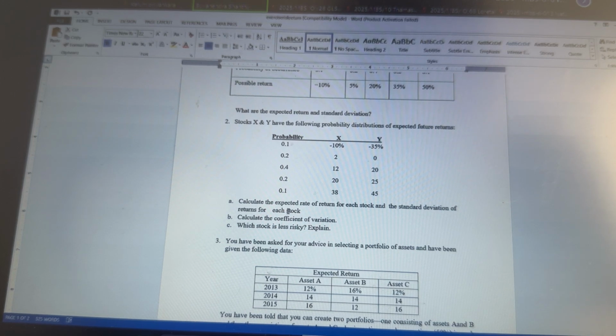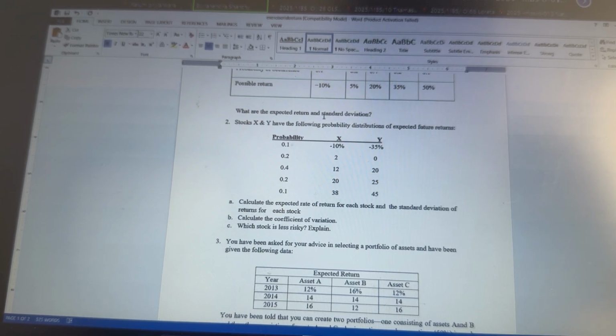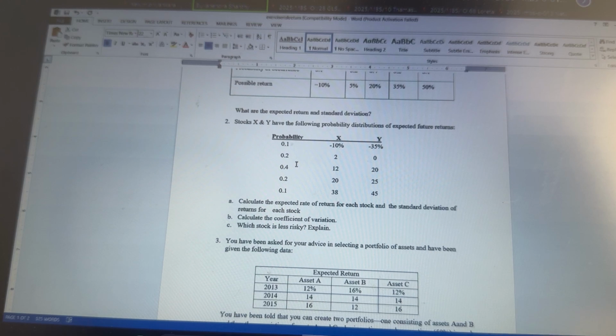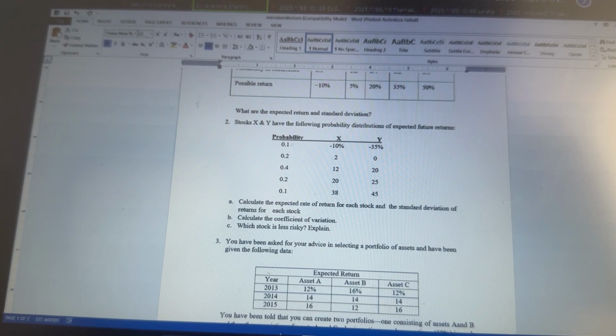Calculate the expected return for each stock and the standard deviation for each stock. Calculate the coefficient of variation. Which stock is less risky? Explain. This part we have already discussed; this is what I have covered in class up to now. So can you try this example and find the answers? I will give you time. You will take 7-8 minutes, find the answers and update them in the chat box.